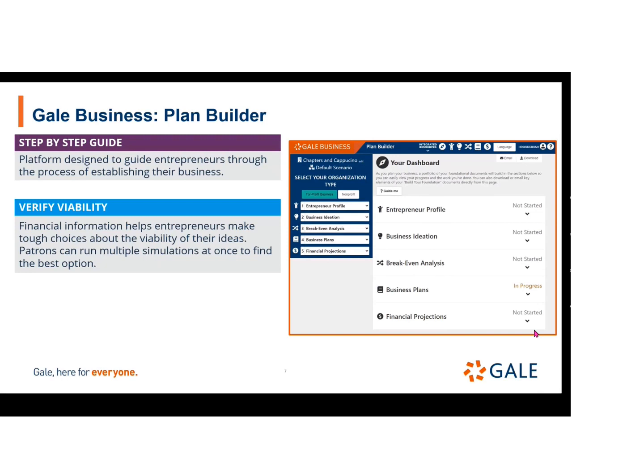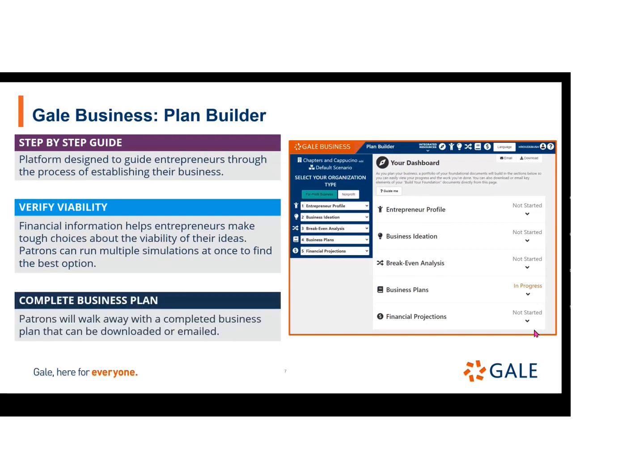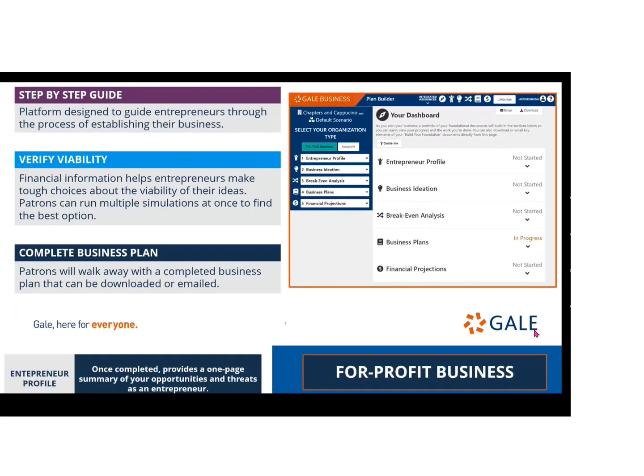It's a great way to verify your viability. A lot of entrepreneurs are unfortunately faced with some very tough choices about running their business. And in Business Plan Builder, a new-ish feature that we have is the option to run multiple simulations. So you can run kind of a best case scenario, a worst case scenario, and determine your business's viability. It also gives you the opportunity to write a complete business plan, really walk step by step through that process that can then be downloaded or emailed with investors or coworkers.